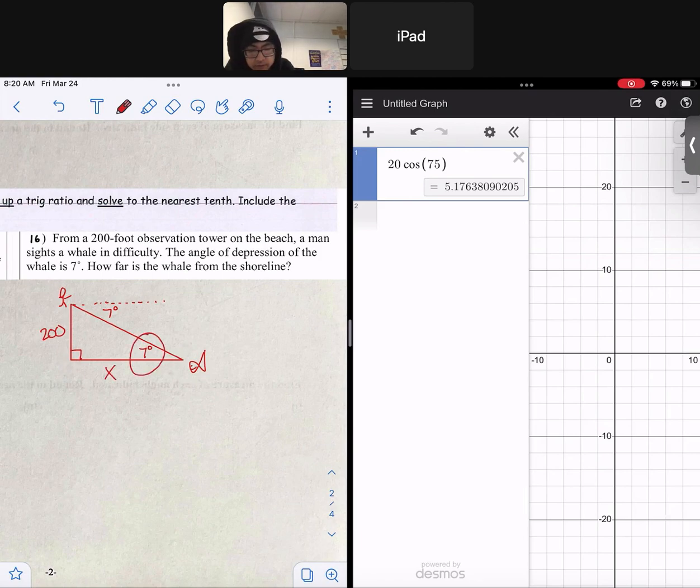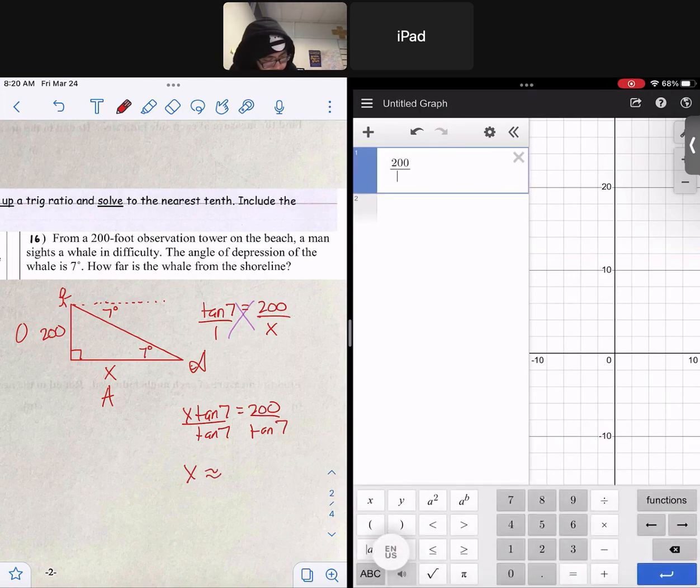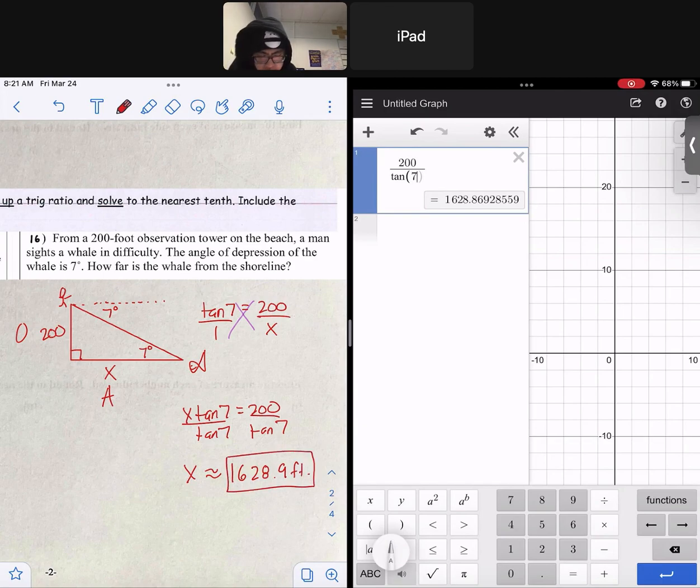So in the perspective of this angle, opposite and adjacent. So tan of 7 degrees equals opposite over adjacent. Cross multiply, x tan 7 equals 200. Divide both sides by tan 7. x equals roughly 200 divided by tan 7, 1,628.9 feet. That's how far the whale is from the shoreline.